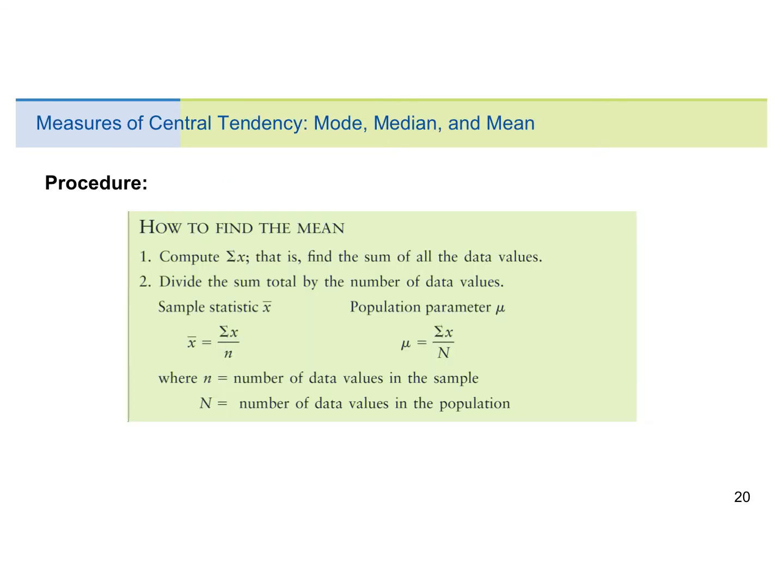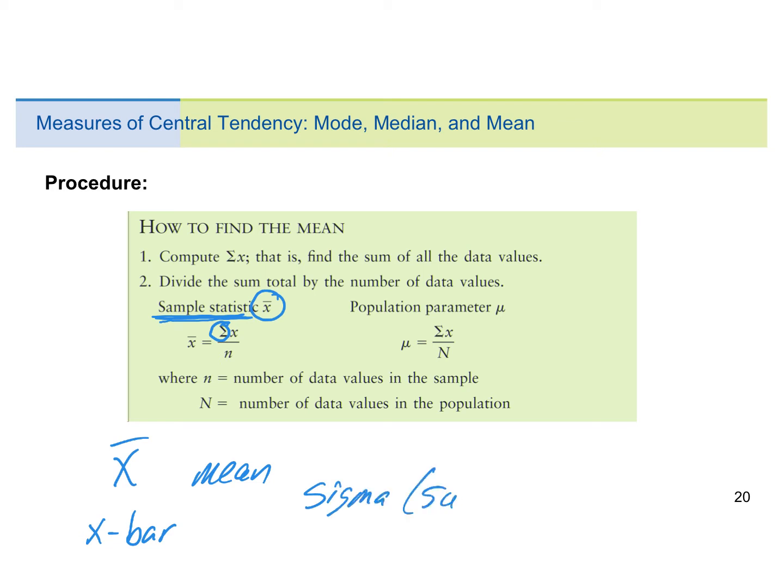I just want to talk about this because of terminology. For the mean, if you're dealing with a sample set of data, that means a sample statistic, this is called x-bar. X-bar is the mean. It's the symbol for mean. This E looking thing is called a sigma. Sigma means sum. That's why you add all of those numerators. The x is the data pieces. n is the total number of data pieces.